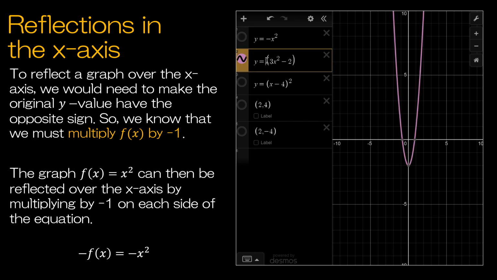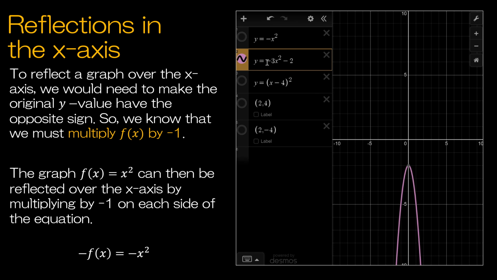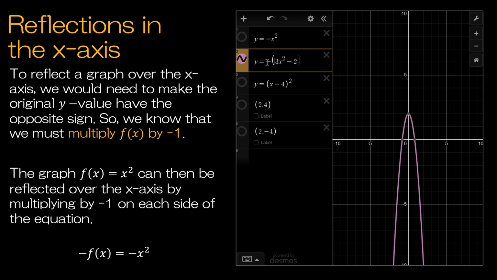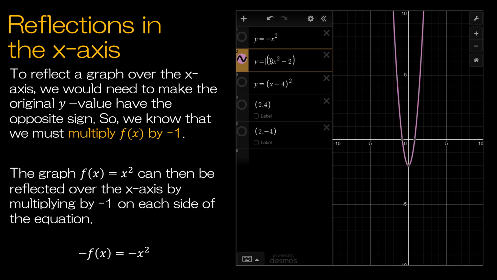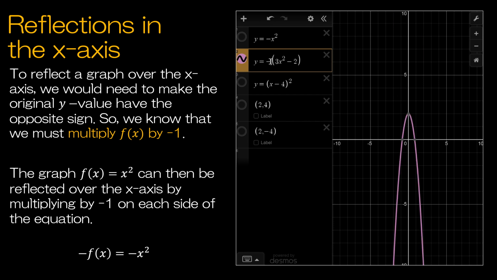So notice here what will happen if I don't have this in parentheses and I just change this to negative. That's not what I expected to happen. Remember, we thought it should be reflected across the x-axis, which means the negative has to be for the entire function. And so now we can see that we have reflected my original graph across the x-axis.